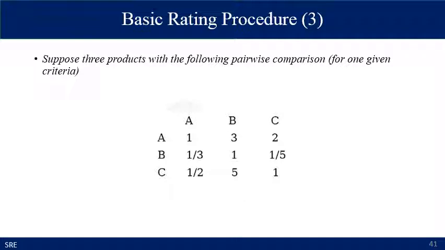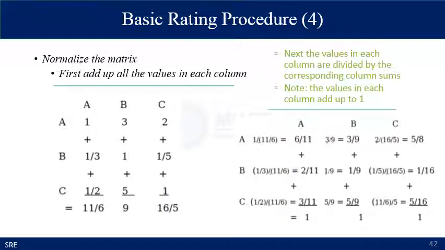So suppose you have three products with the following pairwise comparison. Products A, B, C each have different criteria. In the first step, we specified that you have to normalize the matrix and first add each matrix to find out the sum of each column. Next, the values of each column are divided by the corresponding column sums and each value is then added up to 1.